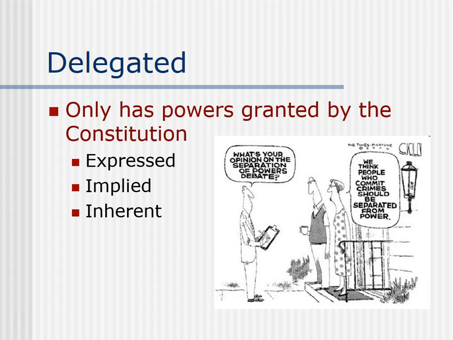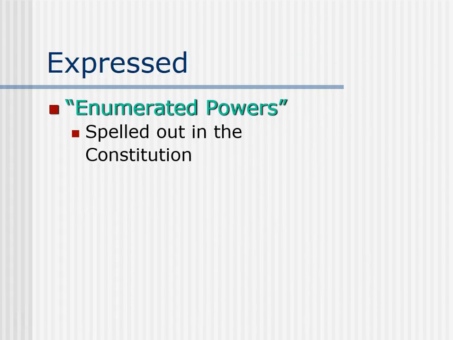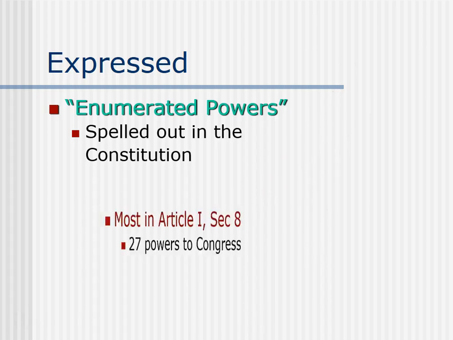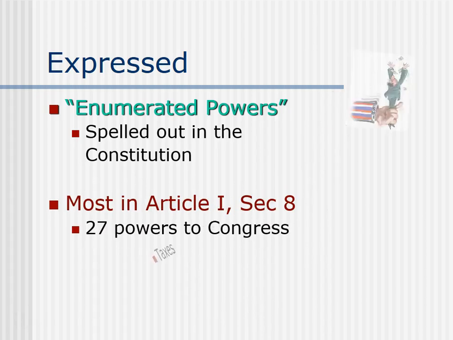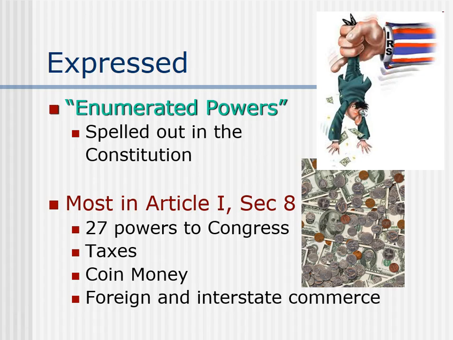The delegated powers are the powers that are actually listed in the Constitution, the expressed, implied, inherent. Again, we've talked about that before. So some of the express powers, some of the enumerated powers. So we've already talked about what an enumerated power is. Now, if we just look at a couple of them, they are the 27 powers given to Congress, given to the national government through Article 1, Section 8 of the Constitution.